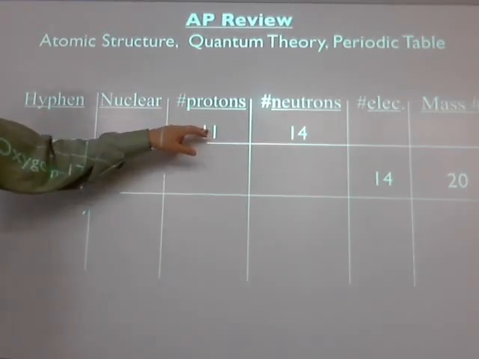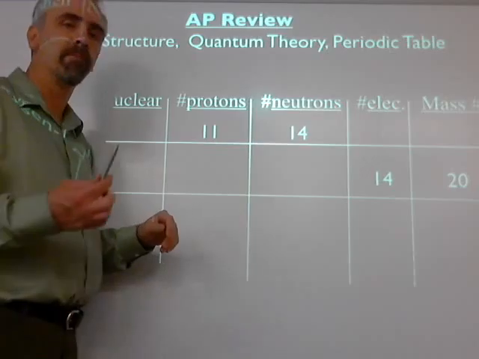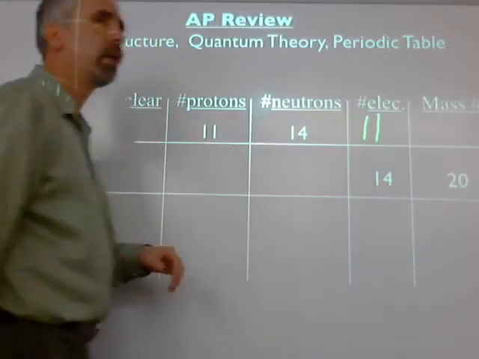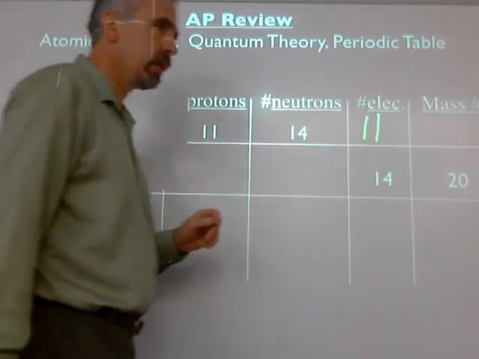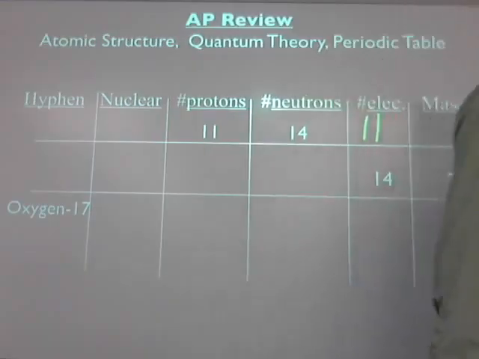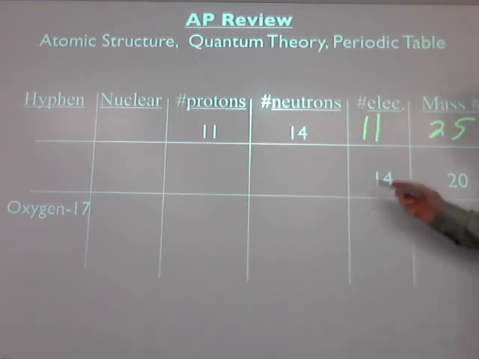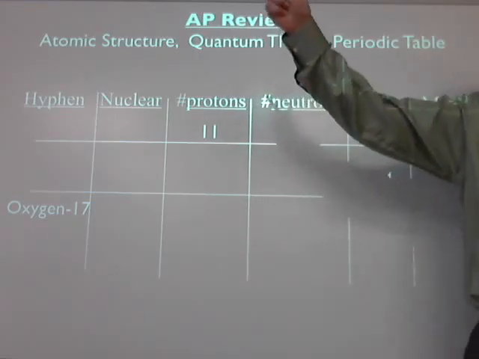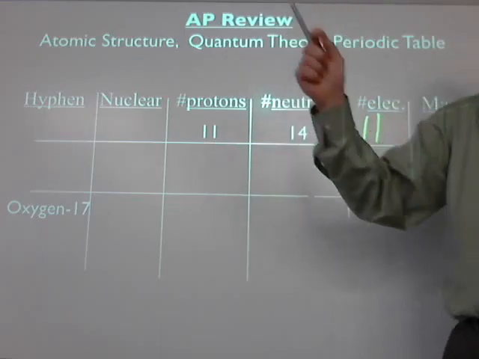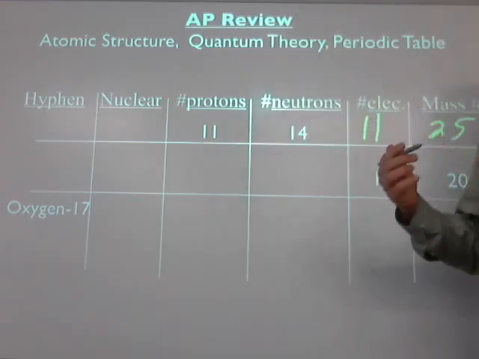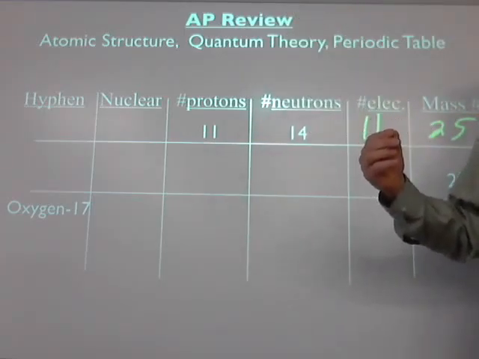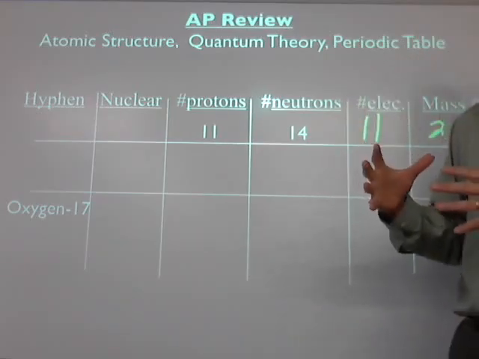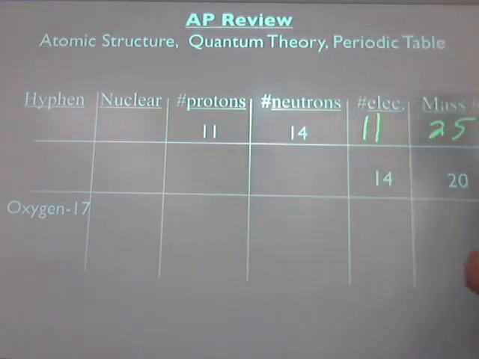If it's got 11 protons and it's a neutral atom, how many electrons has it got? 11. Okay. What does the mass number mean? It's protons and neutrons added together, so that would be 25. Right? Now, do be careful. Is that mass number exactly the same as that number up in the periodic table? That's the atomic mass up there. That is the average atomic mass, which includes the averages of all the isotopes. This is for a specific isotope which has 11 protons and 14 neutrons.